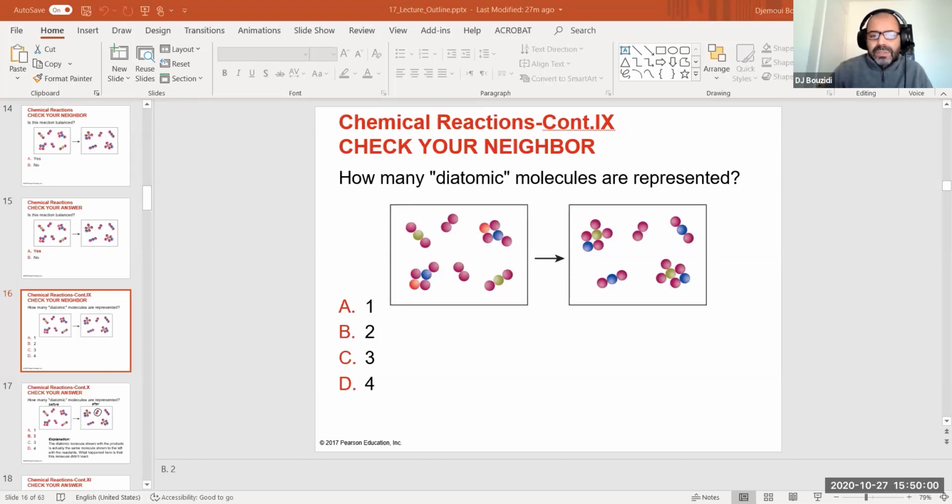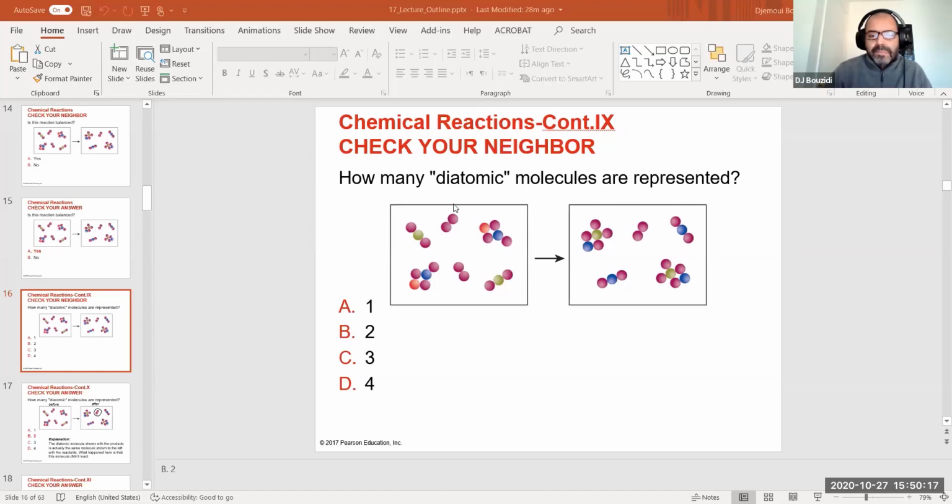Okay, Sherry thinks it's 2. Everybody now thinks it's 2. No, somebody else thinks it's 4. They are 1, 2. We're not counting the individual atoms, Rudy. We're counting the molecules now. Okay. So there are two of them.